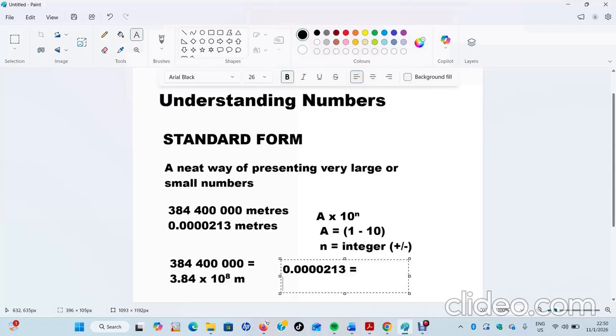Now let's jump to this one, 0.0000213. You can see this is a small number. So obviously we expect our power to be minus something, minus n. Now how do we determine that n? We just count the number of zeros in front of that 2, which is 5 of them. So it will be times 10 to the power minus 5. This is how I do it myself, and we just want to make things as easy and straightforward as possible.